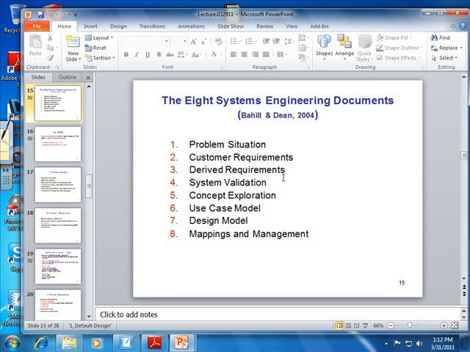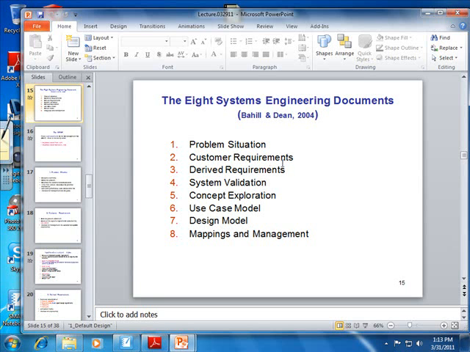We talked about the problem situation and then the customer requirements. Typically, the customer is going to initiate the development of a new system. So the customer is going to say what they want. In your case, you are the customer. You are also the system engineer. So there's that conflict going on. But you have to think about a customer, play the role of a customer. You're going to define your customer requirements. And then from those customer requirements, you're going to play the role of a system engineer, and you're going to define the derived requirements.